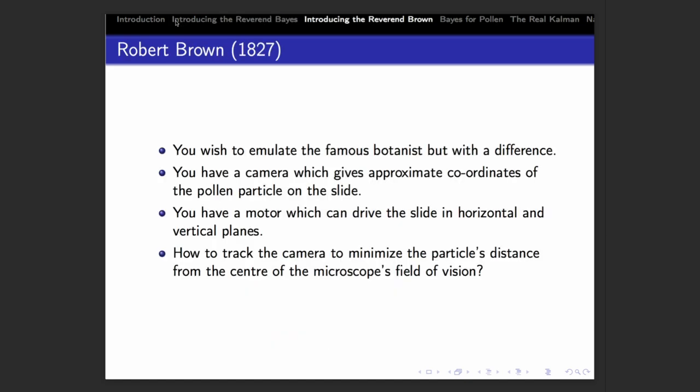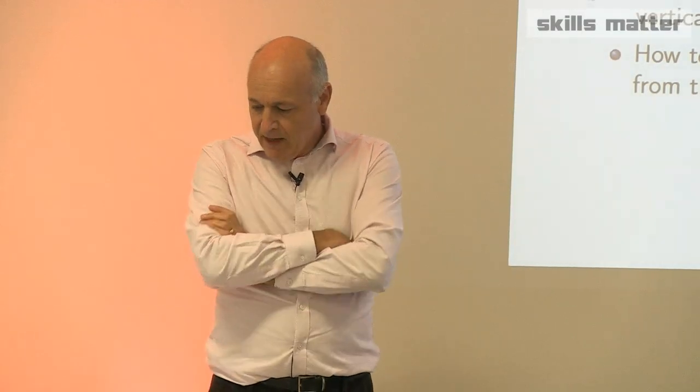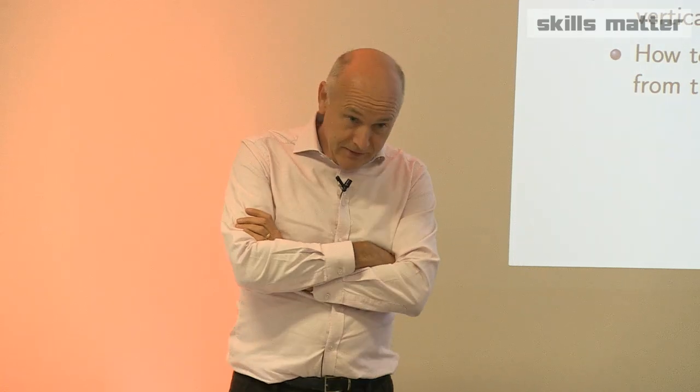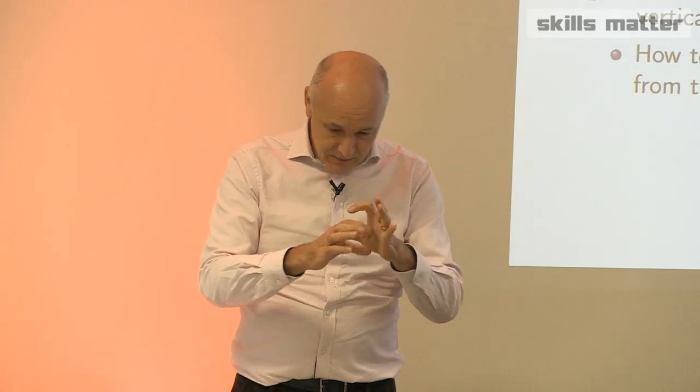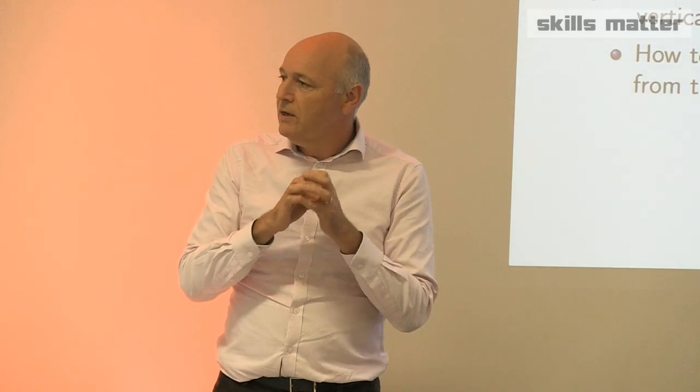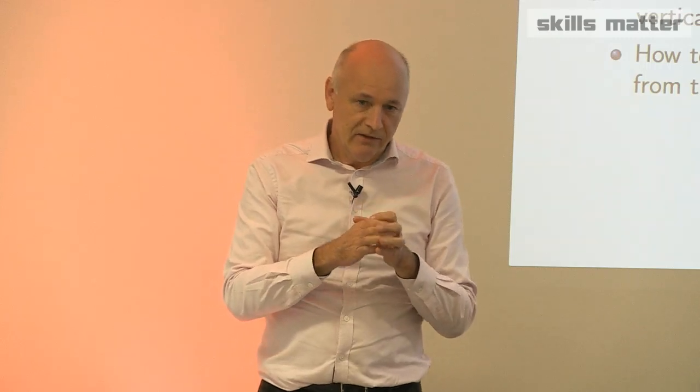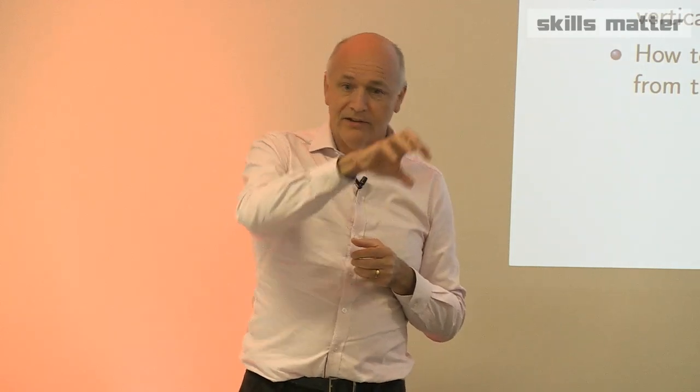So now you have a different problem. Imagine you're Robert Brown looking down your microscope in 1827, and you're looking at some pollen on a slide, and you see this bit of pollen moving around randomly on the slide. This is what came to be known as Brownian motion, named after him. But you're living in the 21st century, so you don't want to have to keep moving the slide around yourself to keep the pollen grain in the center of the microscope. You want to use a motor to do that. So you want to be able to track that pollen as it moves around on your slide.